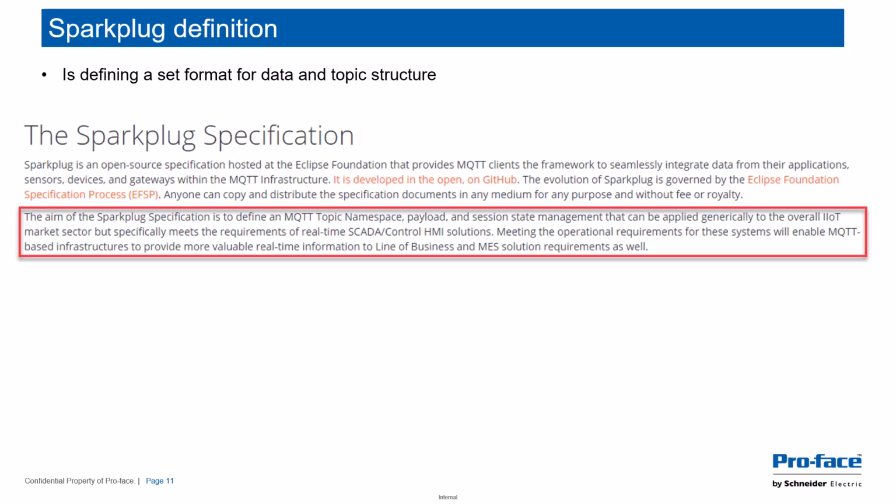In my mind, Sparkplug is defining a set format for our data and our topic structure. Remember, when we talked about regular MQTT, not Sparkplug formatted data, we're just sending ASCII strings back and forth between the different clients and the brokers, and then the clients need to interpret those strings and do something with them based on the data that comes in. With Sparkplug, that's no longer the case.